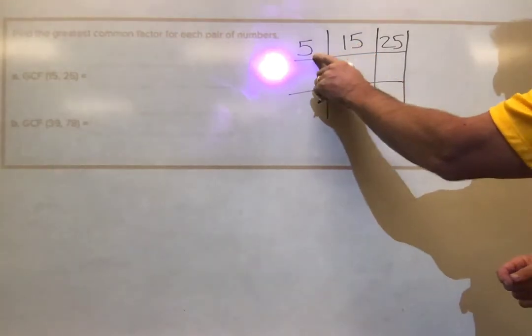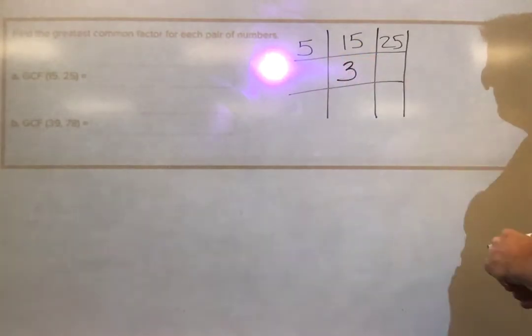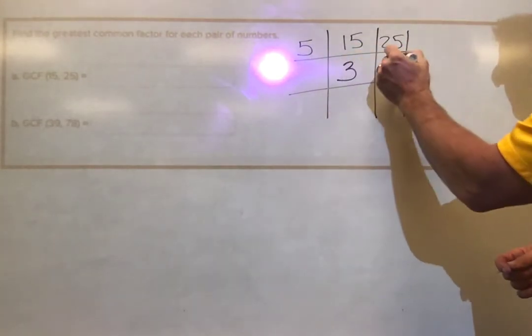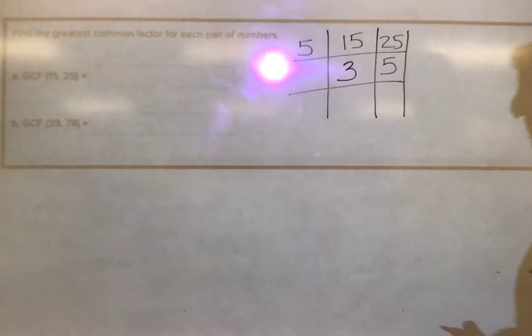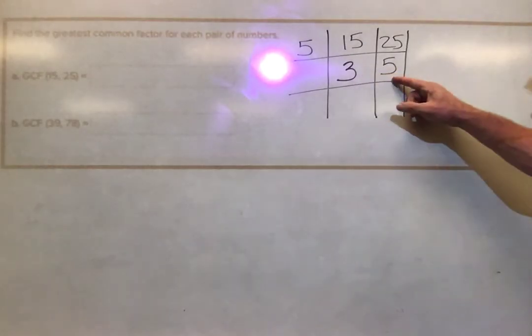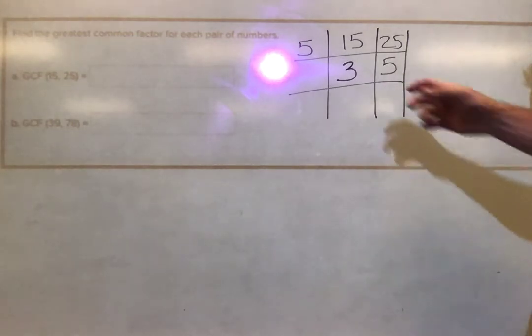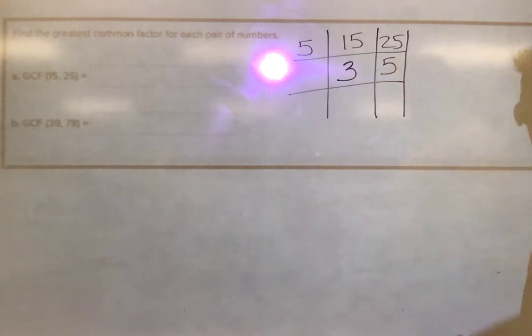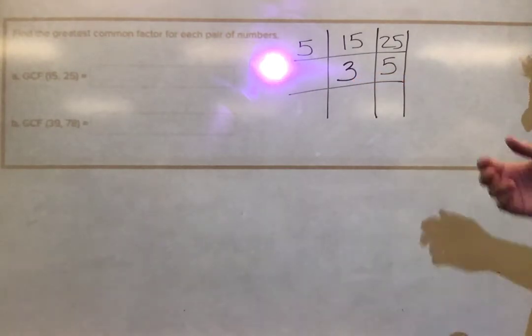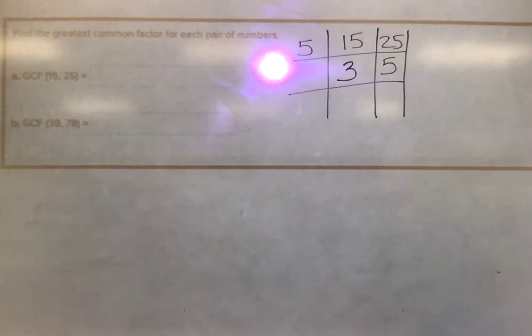So 15 divided by 5 is 3, and 25 divided by 5 is 5. So we end up with a 3 and a 5 left. And then my job is to see if there are any more factors I can pull out of that. In this case, they're relatively prime. I know that because 3 can only divide by 1 or 3, and 5 can only divide by 1 or 5. So when 1 is your only common factor, you know you're relatively prime, and that's when you're finished.